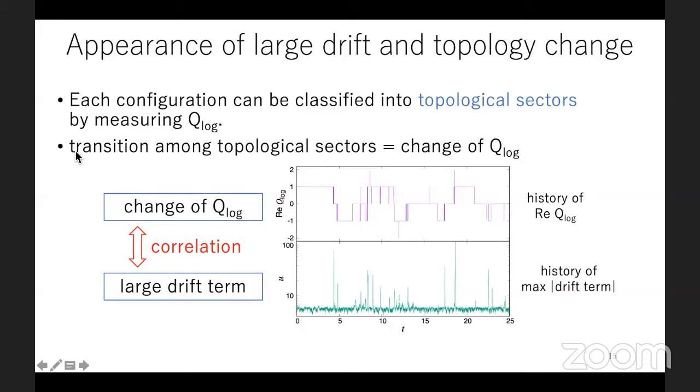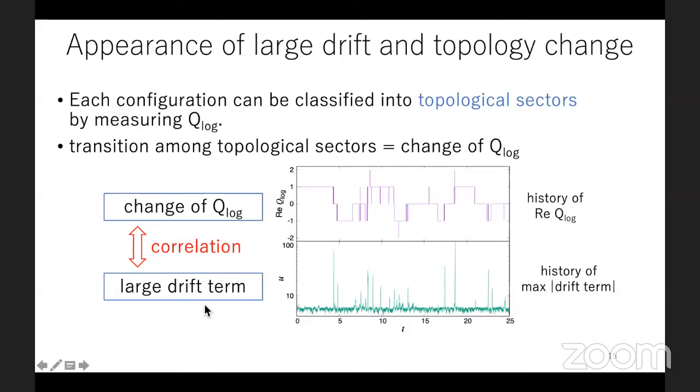The transition among different topological sectors can be seen as a change of Q log. So we plot the history of Q log. This simulation uses the complex Langevin method, so the dynamical variable is complex. So this Q is not real. There is a small imaginary part in this case, so I only put the real part in this plot. You can see that there is a discrete change of Q log. It corresponds to the transition between topological sectors.